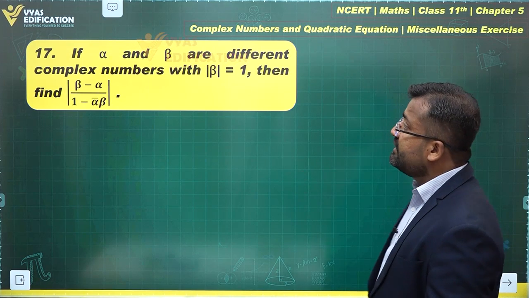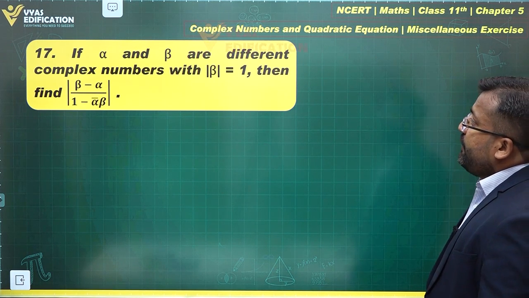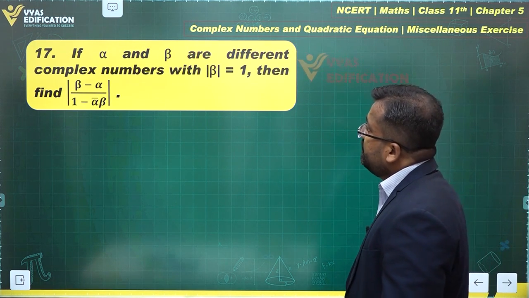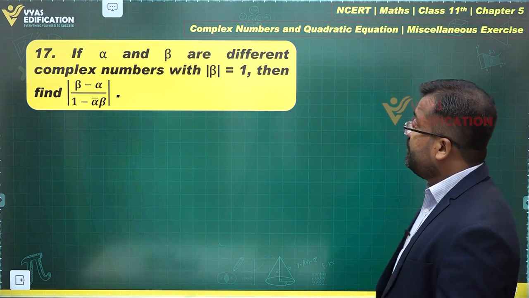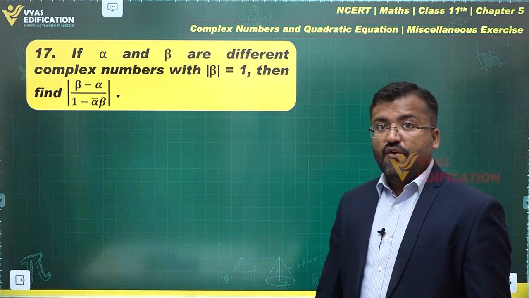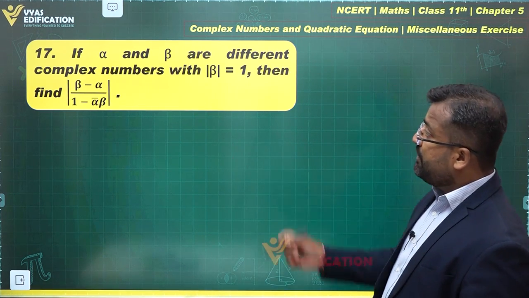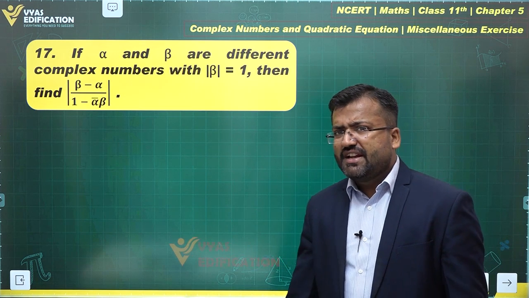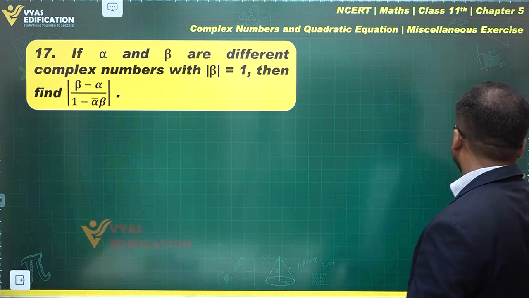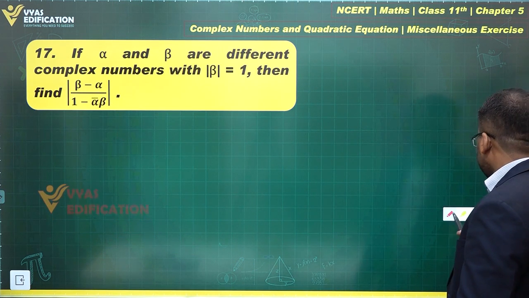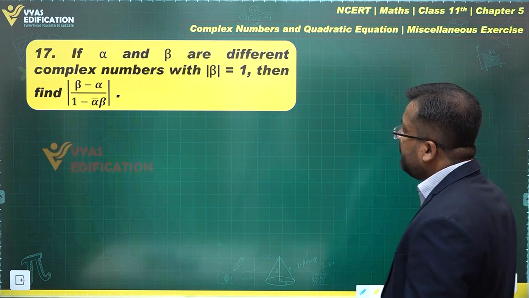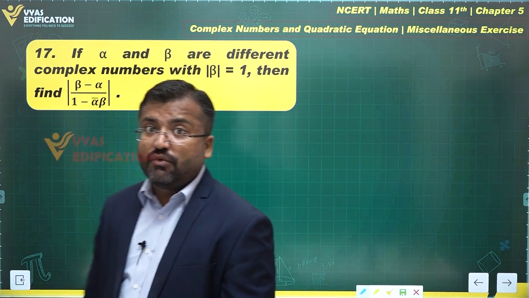Next, let us take a look at this. If alpha and beta are different complex numbers with modulus of beta equals 1, then find the modulus of this expression, right? The modulus of (β − α)/(1 − ᾱβ). Okay. Now, how do we approach this question? As you can observe, there are two complex numbers involved over here.